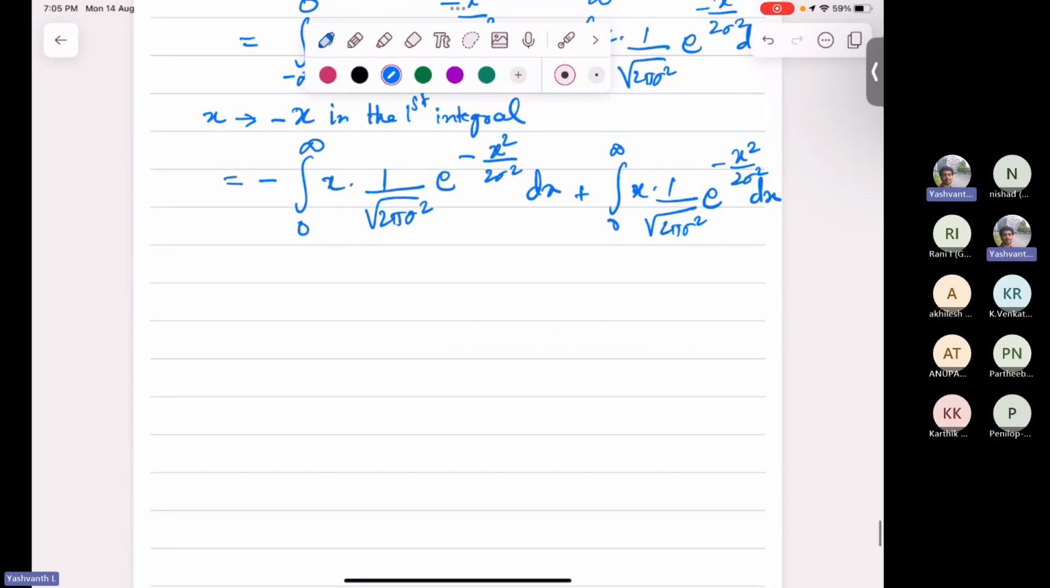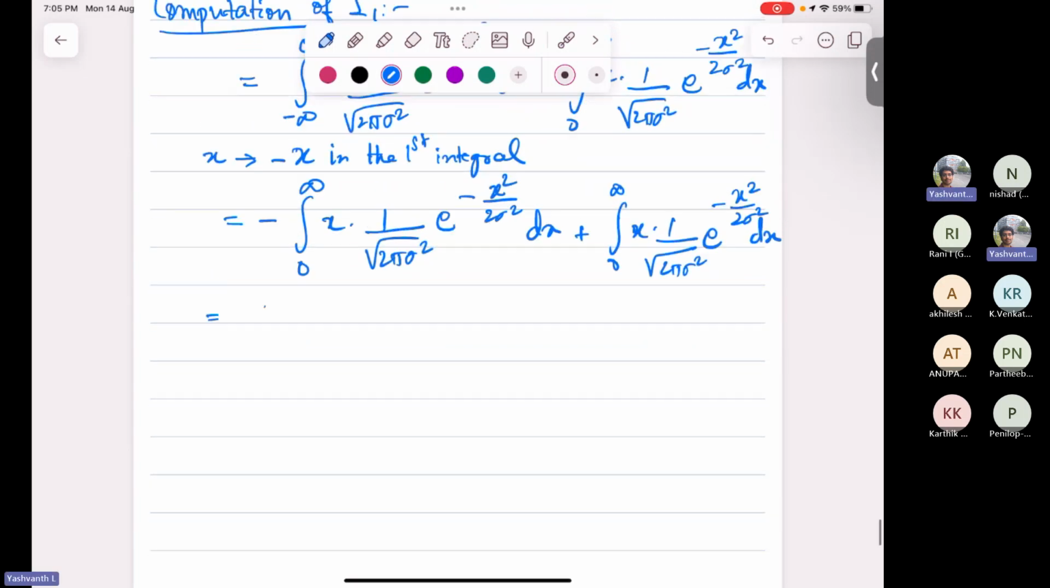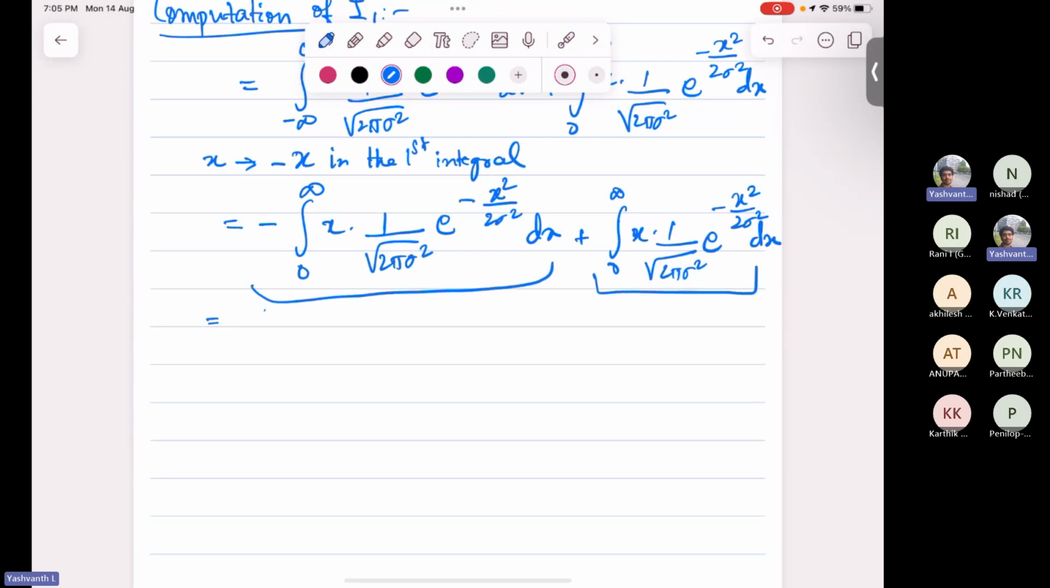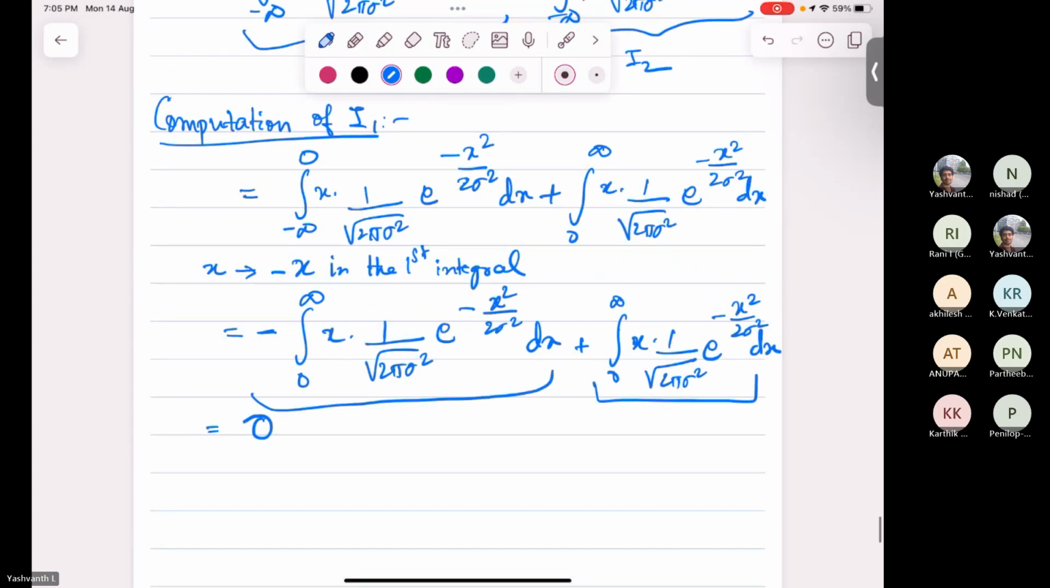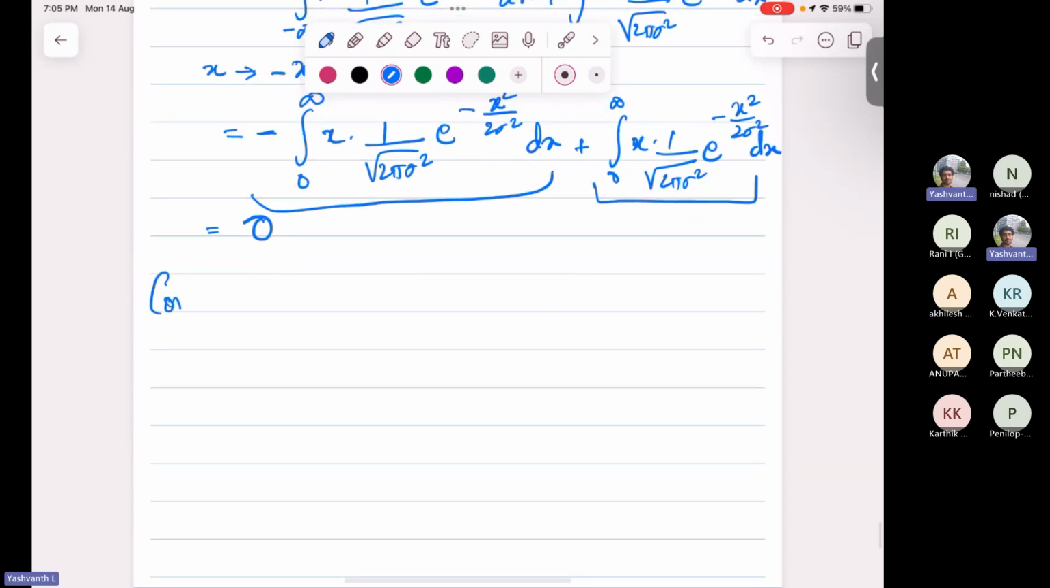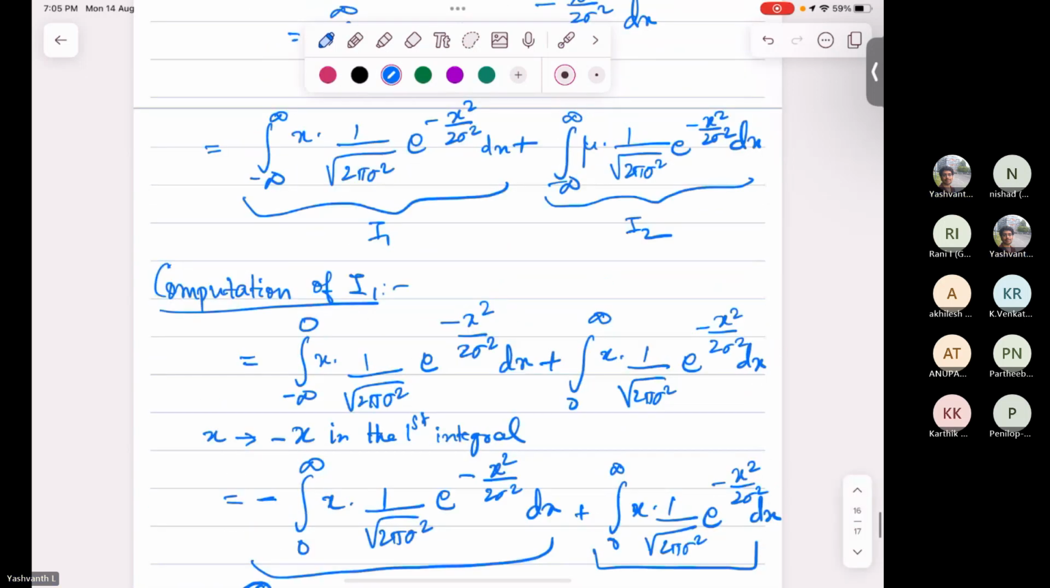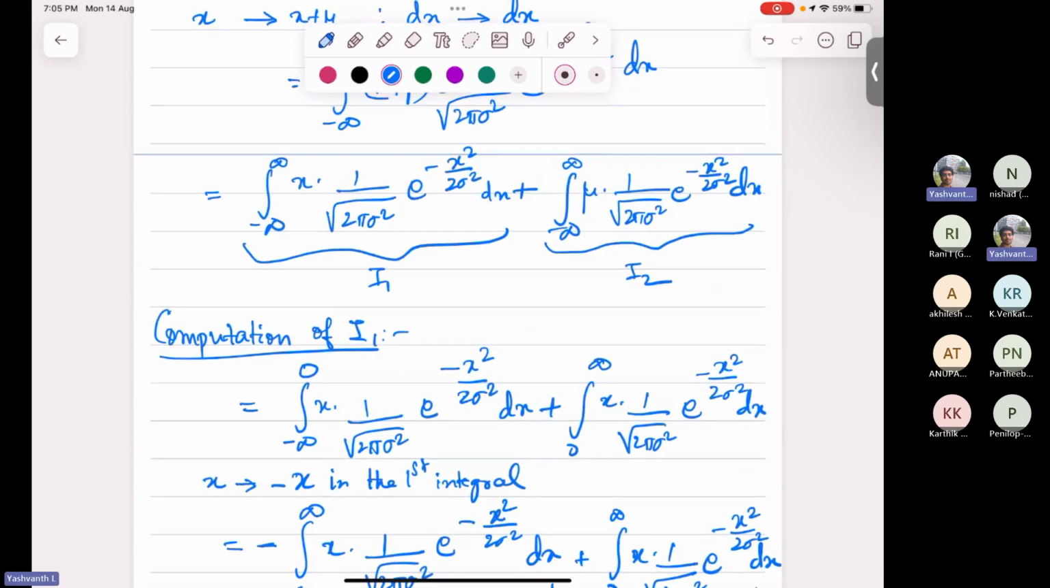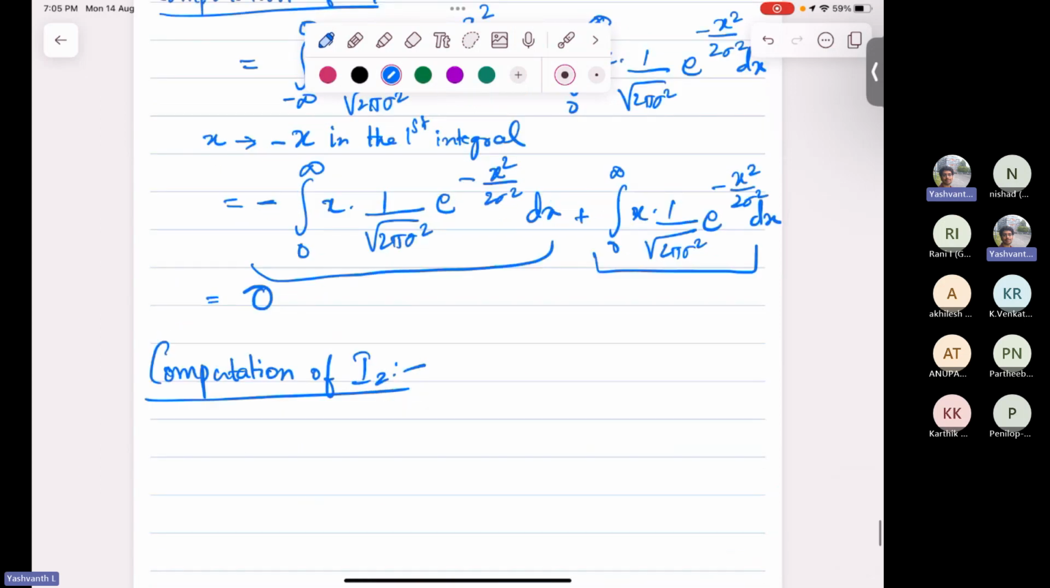Okay, now see, this integral is same as this integral, except there is a negative sign. That means same integral minus other integral, so it's 0. I1 is 0. Okay, now we'll do the computation of I2. I2 is nothing but integral minus infinity to plus infinity mu into f_X(x) dx.